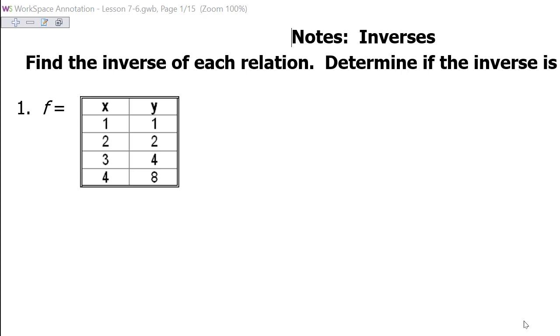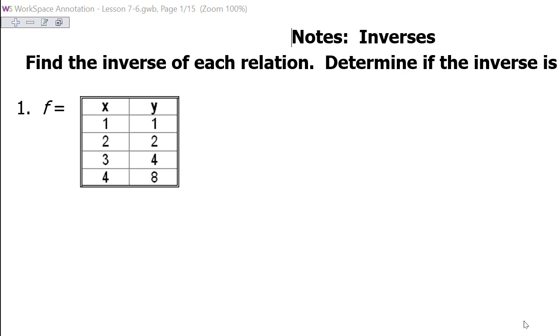We are learning about what is an inverse. What does it mean to invert something? Flip it. Flip it. So that's what we're doing today with x and y. We're going to flip them.